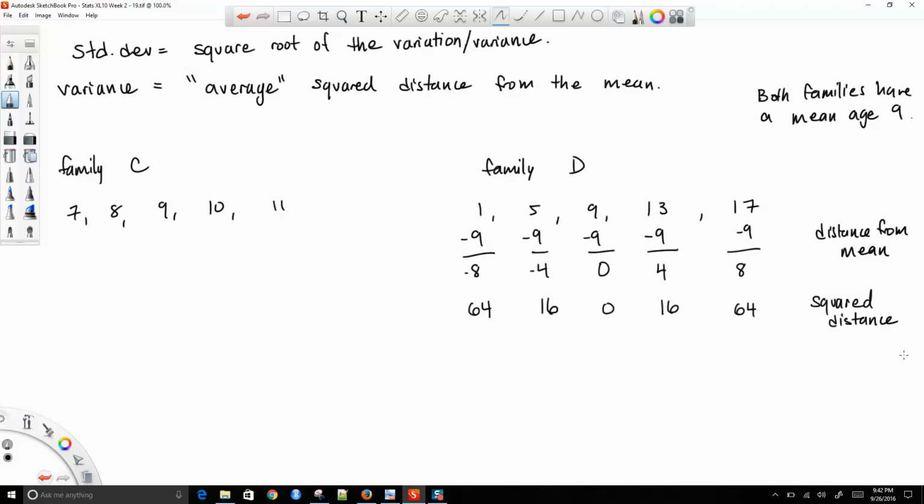Here I have average in quotes, so we're going to add them up, and then we're going to divide by 1 less than how many we have, okay? And there's a reason for doing that, but it's beyond the scope of the course. It's called Bessel's correction. You can go online and look it up, but it has to do with the degrees of freedom, the fact that one of these is determined by the mean. Okay, so average squared distance, so we're going to add them up and divide by n minus 1.